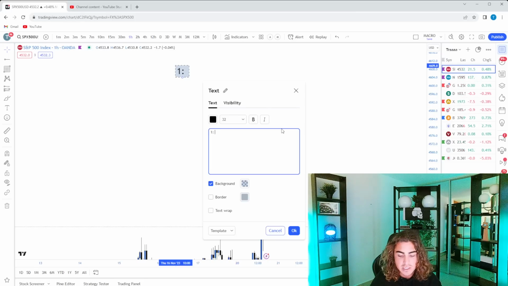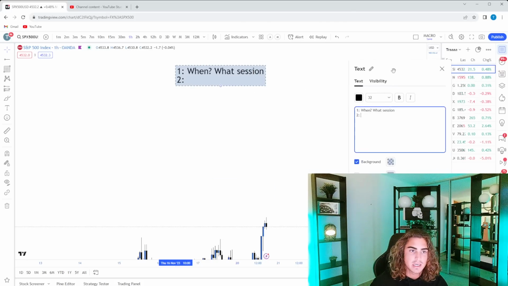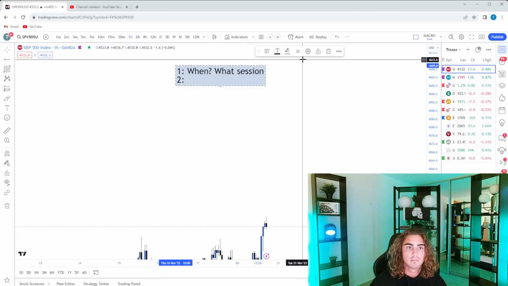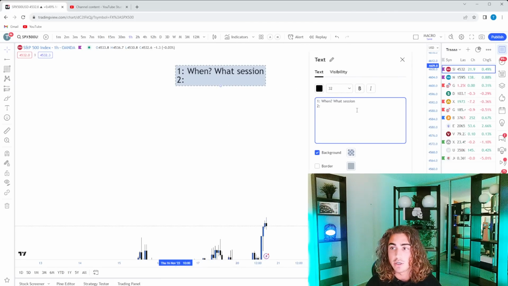Okay, so first things first is when. So when are we going to be trading? And what session? So for me, I always trade during New York Stock Exchange Open. For me, that's what works. Back when I traded just GBP JPY, I was a London session only trader. For me, it works just to stick to one specific session, okay?